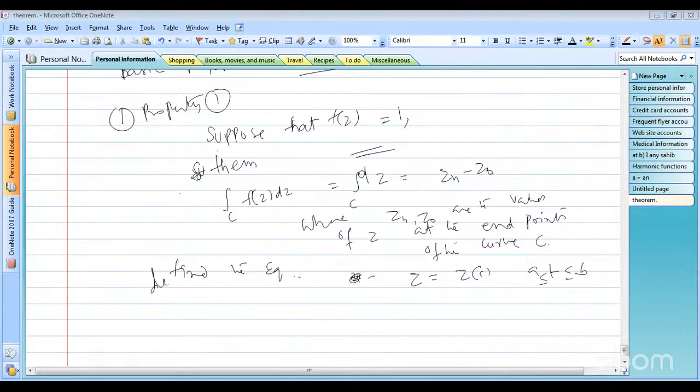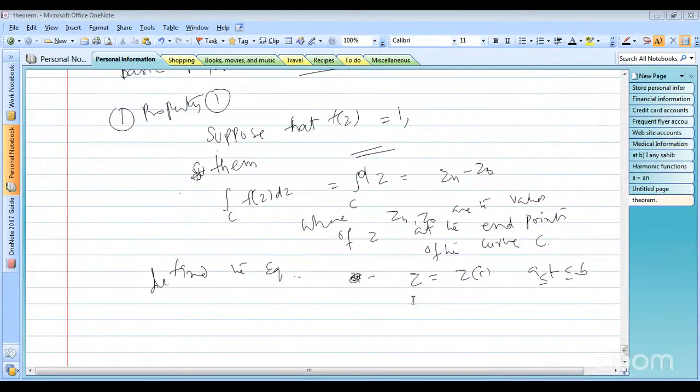So the integration of f of z dz over C, we know that f of z is equal to 1. So we can write here z1 minus z0. Where z1, zn, z0 here are the values of z at the endpoints of the curve C. So we can write z is equal to z of t, where the condition we are writing here is a less than or equal to t less than or equal to b.